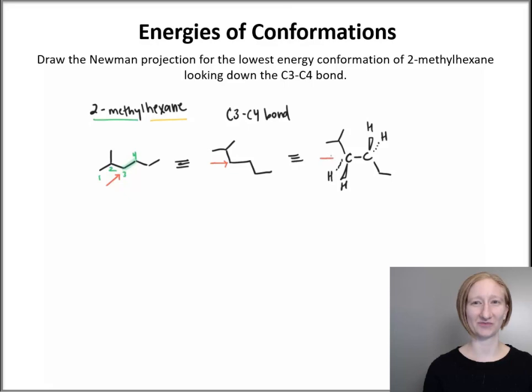Now I'm ready to draw my Newman projection, and I'll start with the back carbon, which has one alkyl group pointing down and two hydrogens pointing up to the left and to the right. Then I'll draw in the front carbon, which has an isopropyl group pointing up and two hydrogens pointing down, one to the left and one to the right.